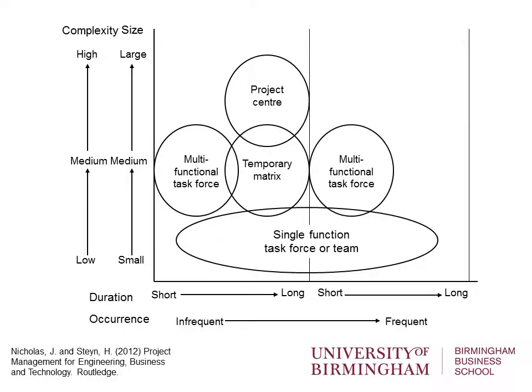Where projects are more commonplace in the organisation, so this is frequent projects happening within the organisation, but those projects are short term, of medium complexity, then a multifunctional task force again would normally be put together to deliver that kind of project. Where we have long duration projects and they're happening all the time, a permanent matrix is put in place. We have a dedicated project team or project office within the organisation whose job is to deliver projects all the time and to provide capabilities and skills for all these different projects which are happening within the organisation or across the organisation. Went the wrong way there.